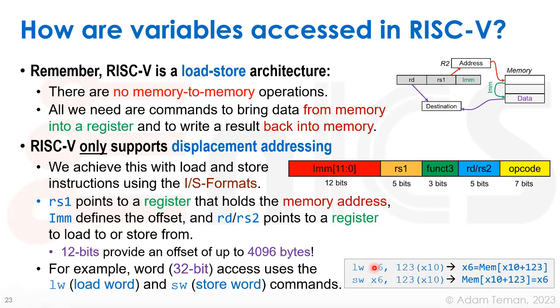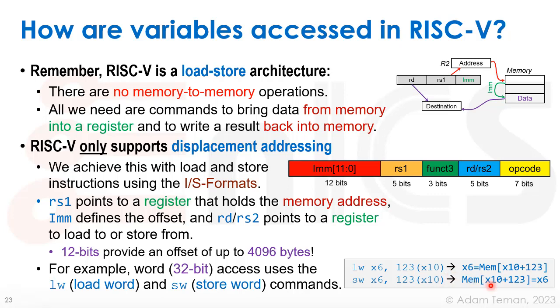So in this case, x6 is going to be the RD, the destination register over here. We're going to go to the address inside x10 over here. We're going to see what that is. And then from there, we're going to go 123 bytes forward. We're going to take that data, and then we're going to store it inside a register that is addressed by RD, which is going to be x6 in this case. For the store word, we have store word x6, 123(x10).